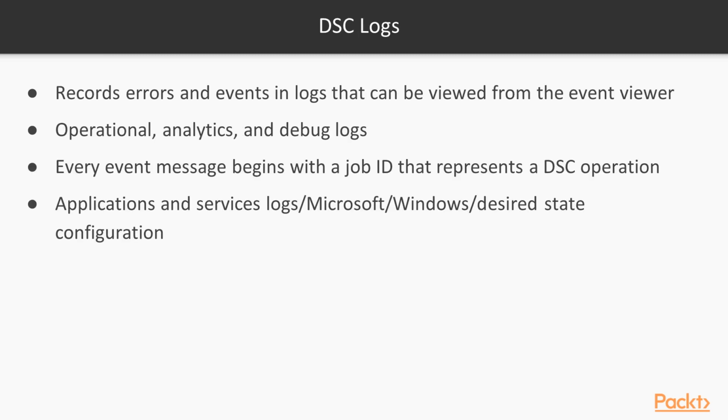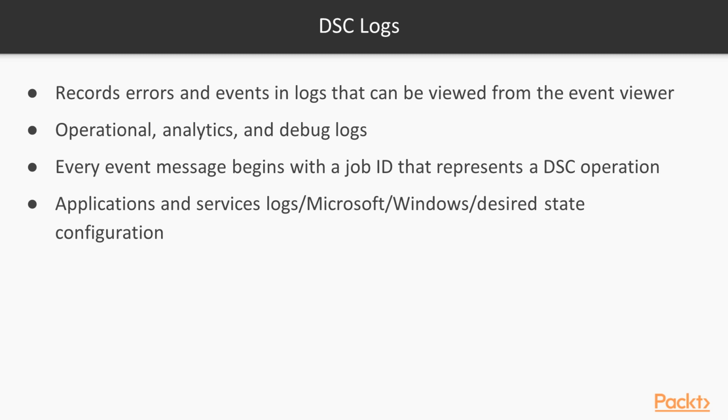Windows PowerShell desired state configuration, just like any other Windows software, records errors and events in logs that can be viewed from the event viewer. However, the trick lies in effectively parsing these logs so we know exactly why a particular operation failed.